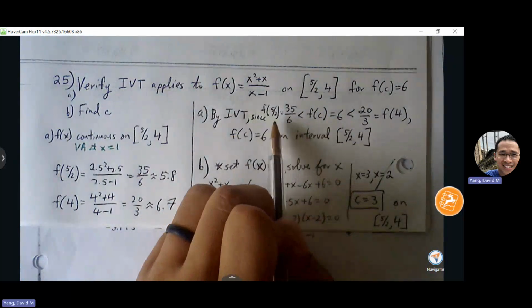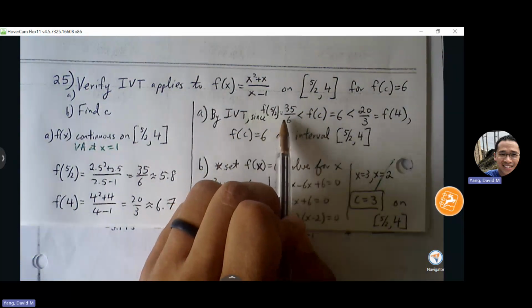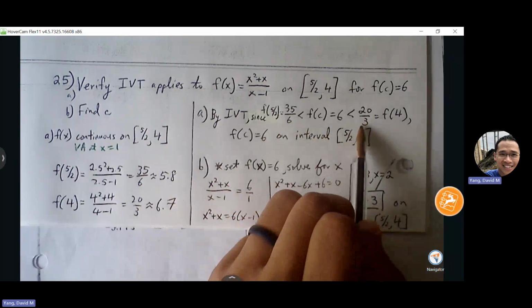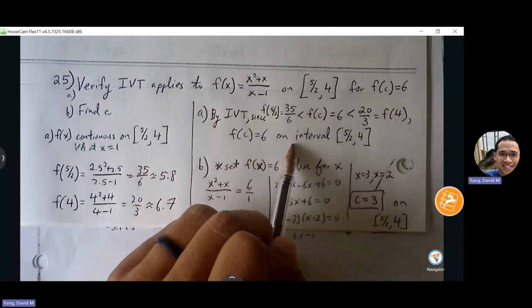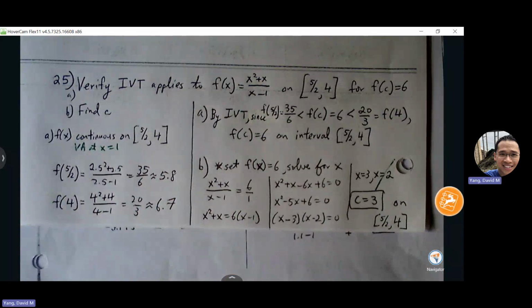So 35/6 is coming from f of 5/2, and this is less than 6, which is less than 20/3, which is coming from f of 4. I know that f of 6 is going to have to exist for sure somewhere on that interval from 5/2 to 4, even though we don't see the graph and we're just basing this off of limited information.